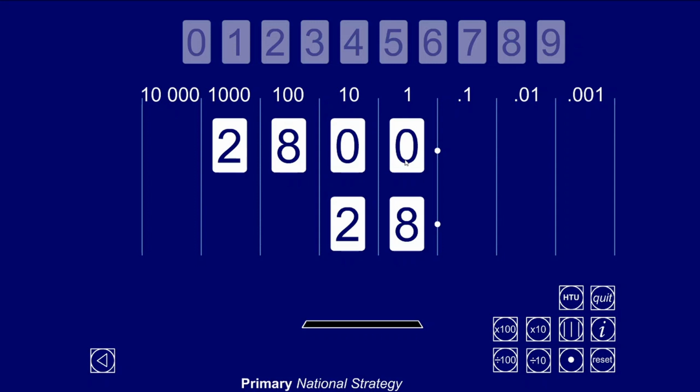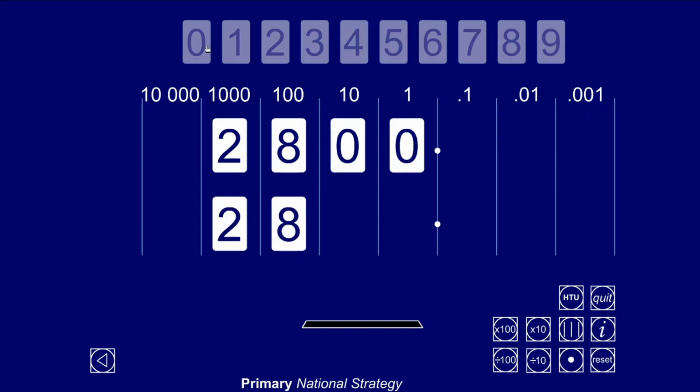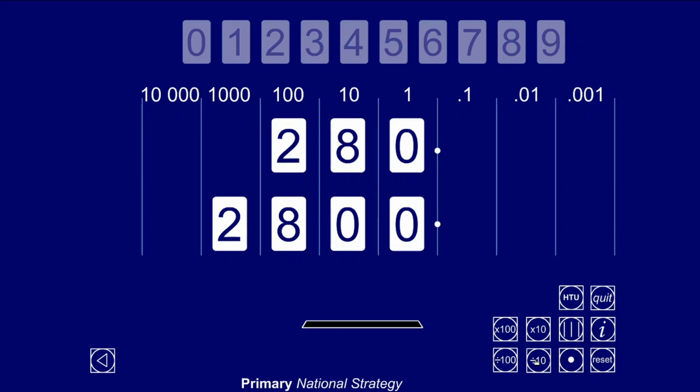If we start off with 2,800, let's divide it by 10. So again, I'm going to put a 2 there, my 8 there, and I put a 0 in there. So I can now see 2,800 and divide by 10, what happens?